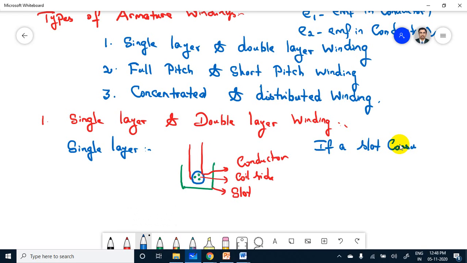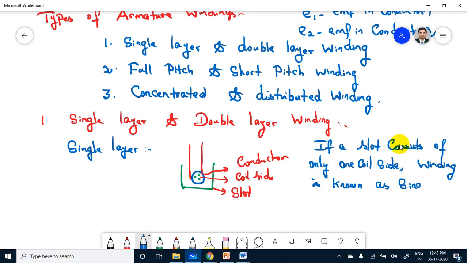Now compare this with the definition of the Fourier series: the synthesis equation. I am comparing with the second equation. This is known as the synthesis equation, and the first one is the analysis equation. Otherwise, I will write this down: this is known as single layer winding.